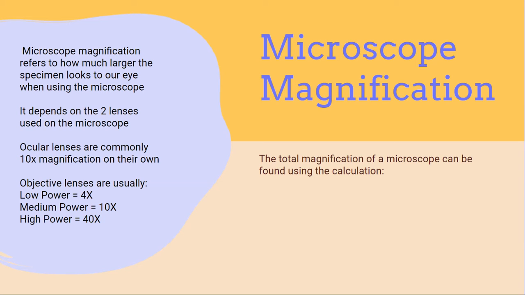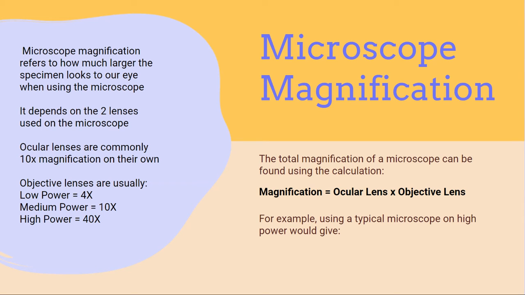So for total magnification of a microscope, we can use a calculation: magnification is our ocular lens times our objective lens. That means on high power, with the objective at 40 times and our ocular lens at 10 times, we can magnify something 400 times, right? Our definition of magnification is how much larger we can make a specimen using a microscope. Well, magnification means ocular times objective.